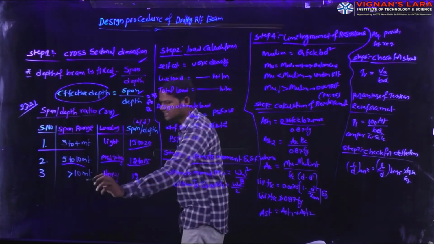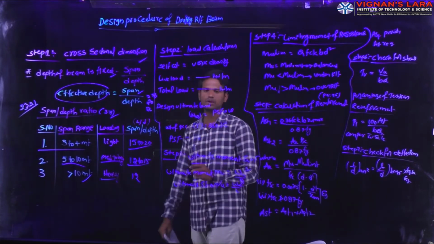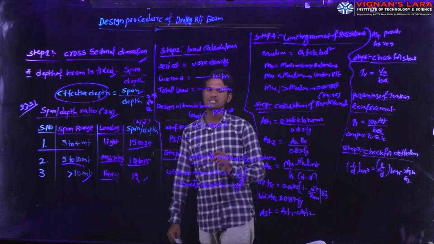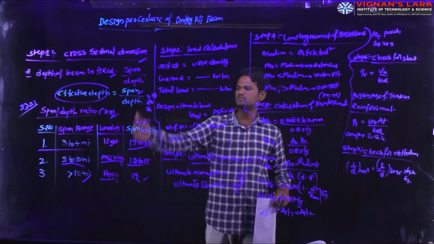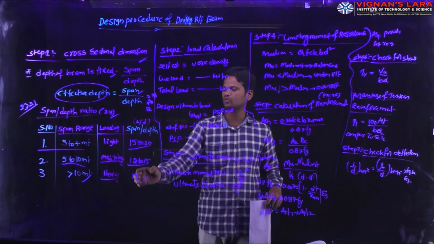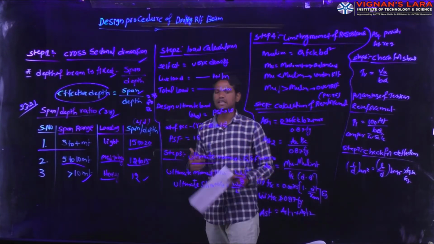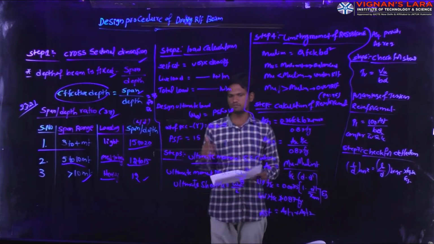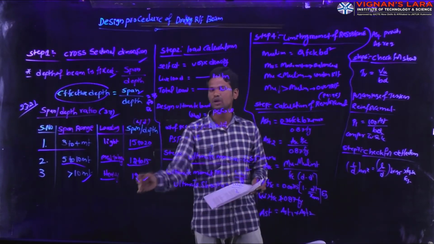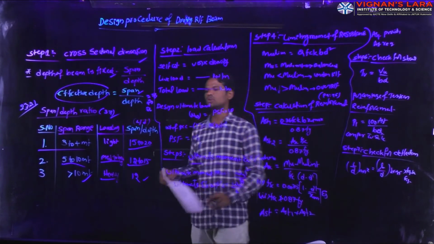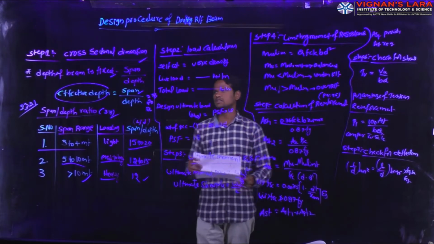Again, if you see here, for spans more than 10 meters, for heavy loading condition, we can take this span to depth ratio as 12. If you observe here, while increasing the span length, we are decreasing the span to depth ratio. If you remember this point, you can take whatever value you want. That means if the length of the span is increasing, in those conditions, you have to decrease the span to depth ratio. These are not fixed values. You can take whatever you want in between the range. This is the first step.